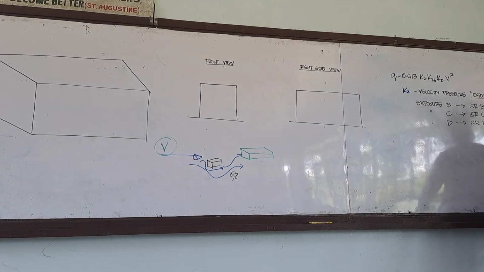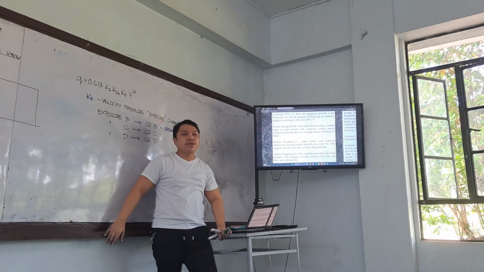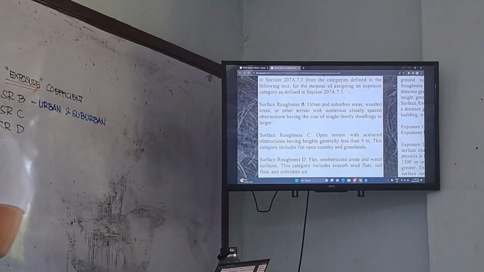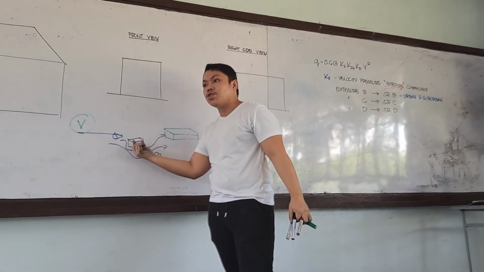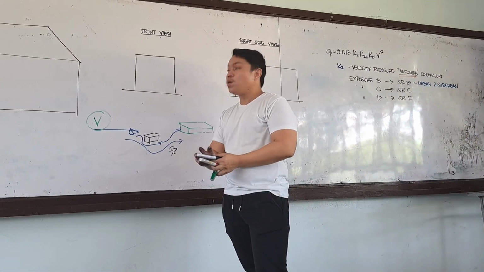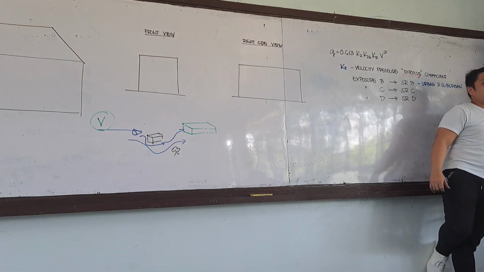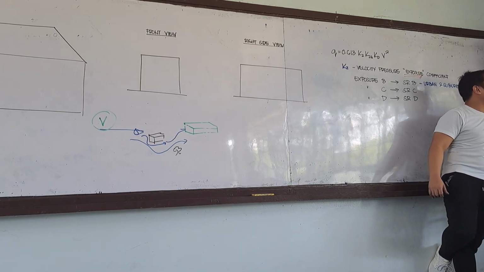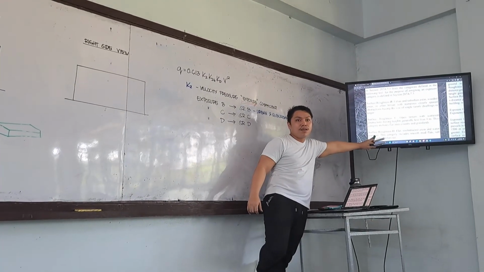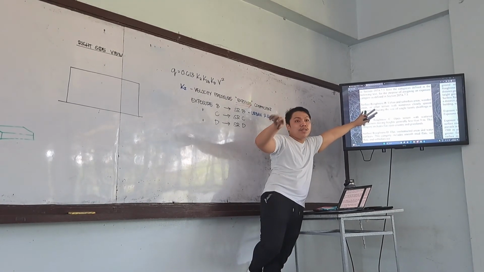And lastly, our surface roughness D: flat, unobstructed areas and water surfaces. Let's say your buildings are in an open field. More likely, when the wind blows from one direction, there is no other obstruction to lessen its magnitude. If you notice, from surface roughness B, the reduction factor is greater compared to surface roughness D, because there are more obstructions that resist our wind pressure.